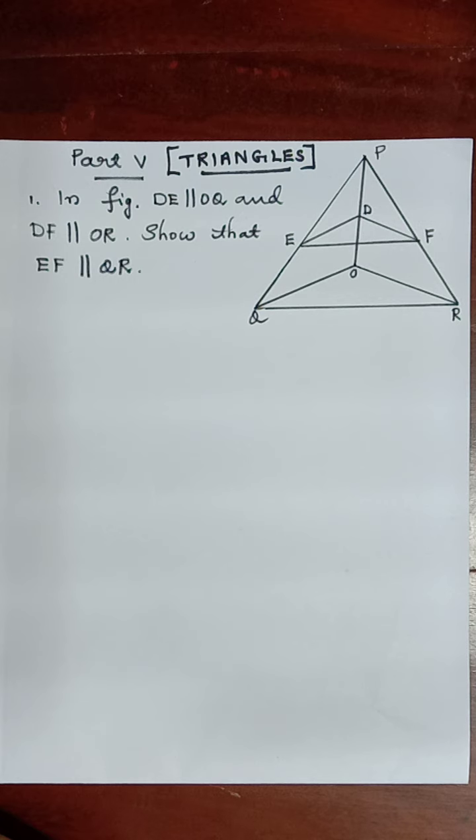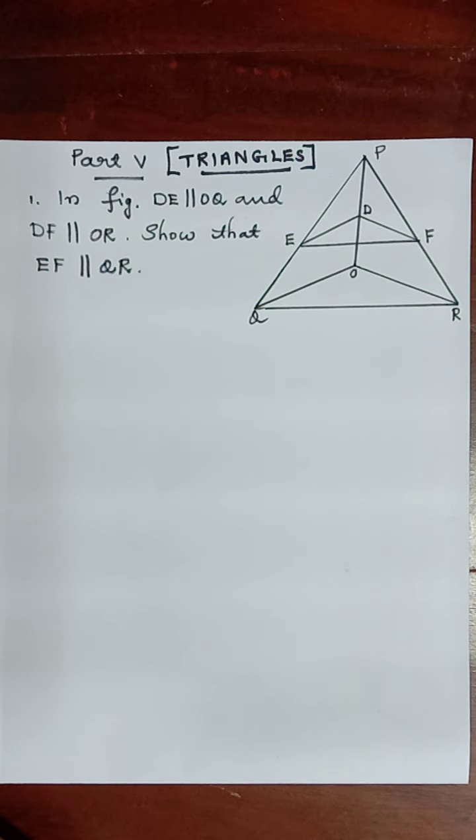Whereas in the converse of BPT, if a line divides any two sides of a triangle in the same ratio, then the line is parallel to the third side. It's given the proportionality AD by DB is equal to AE by EC, and we have to prove that DE is parallel to BC. That is how we have to find out. These are the two theorems. Based on that, we are going to do the problem.